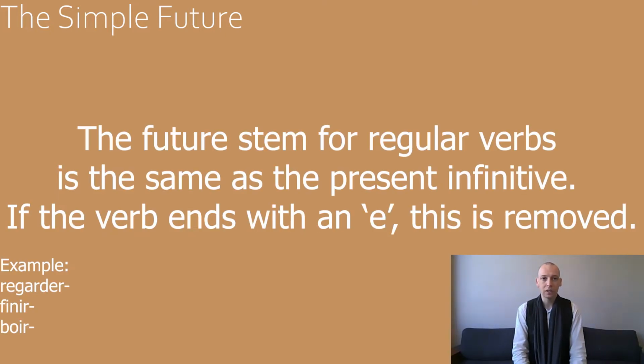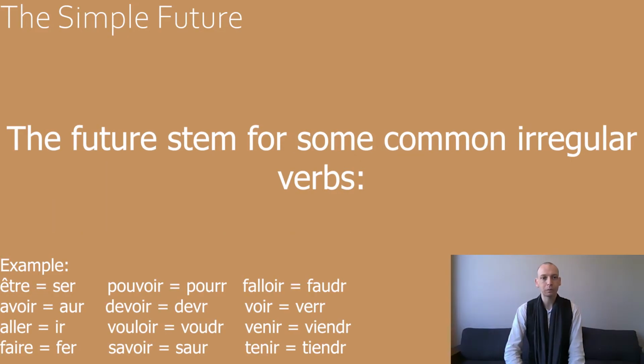Now let's look at how to form le futur simple. First, we need to start with a new stem of the verb. For this tense, we'll use the future stem. The future stem of ER and IR verbs is the present infinitive. For example, the future stem for regarder is regarder, and for finir is finir. To form the future stem for verbs that end in RE, remove the final E from the infinitive. For example, boire becomes boir.